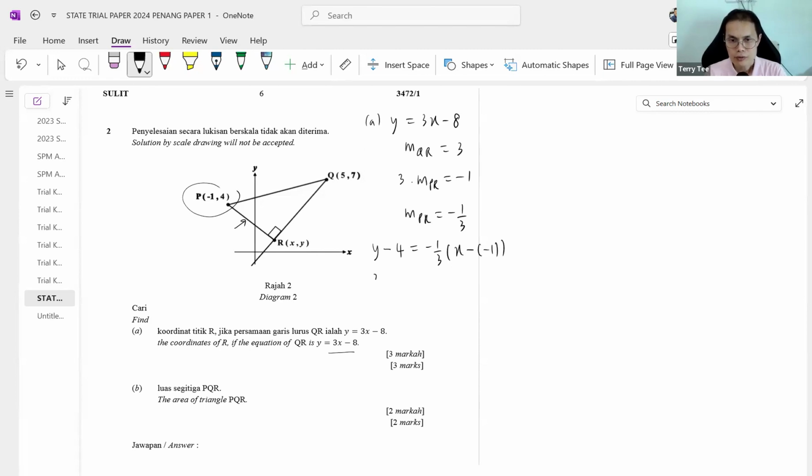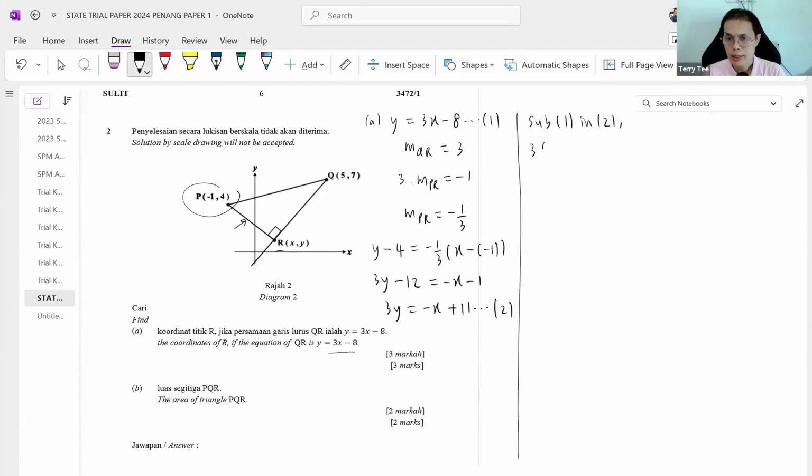So for me, I'll multiply the 3 over. I rewrite 3y minus 12 equals minus x minus 1. Your 3y is minus x plus 11. I'm going to call this equation number 1 and this equation number 2, because we now need to solve them simultaneously to find the coordinates of point R. So let us substitute equation 1 into equation 2. Your y is 3x minus 8 equals -x plus 11. 9x minus 24 equals minus x plus 11.